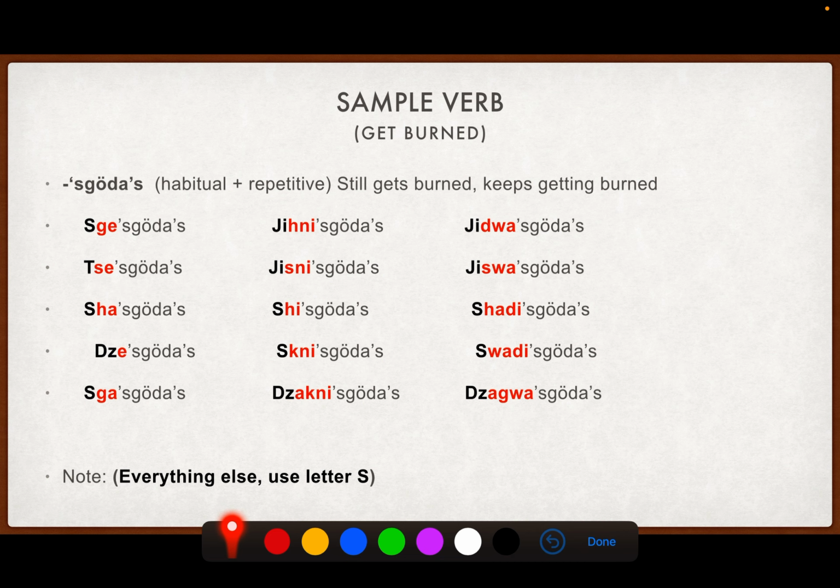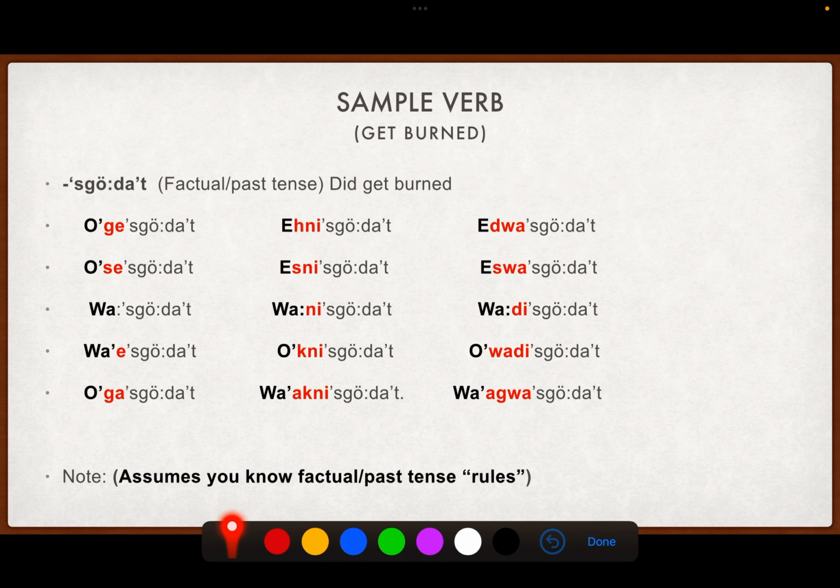So we've done the stative, and we've done the habitual repetitives. So now we're going to go into the punctuals, which is a glottal and then skundat. All right, so the first thing we're going to do is the factual or past tense. Did get burned. All right. So this assumes that you know how factual and past tense rules work. Just for this here, you're not going to have to do this right now. You should already know.